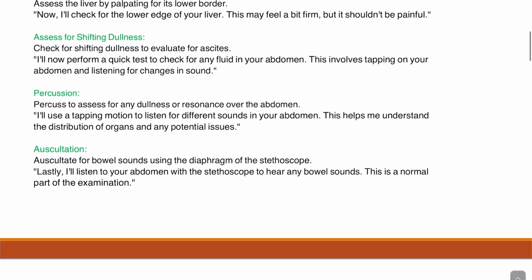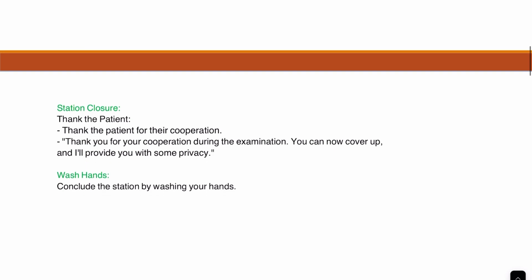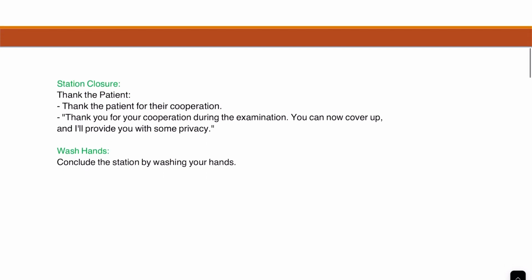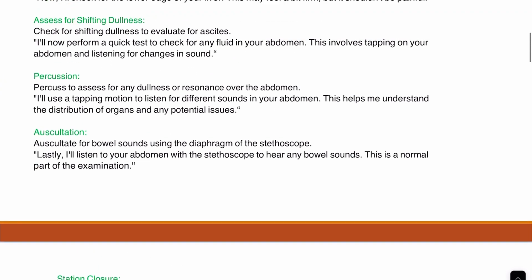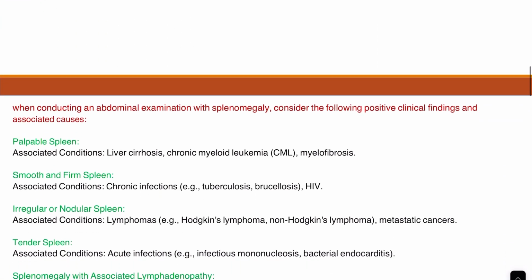Once you have completed your abdominal examination, you thank the patient for their cooperation. You can say something like this: thank you for your cooperation during the examination. You can now cover up, and I'll provide you with some privacy. Wash your hands, and this will conclude your station. So this is all about the examination techniques.